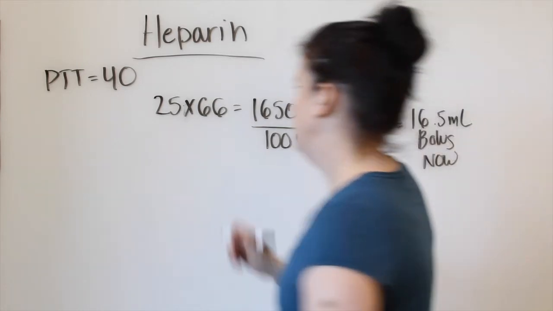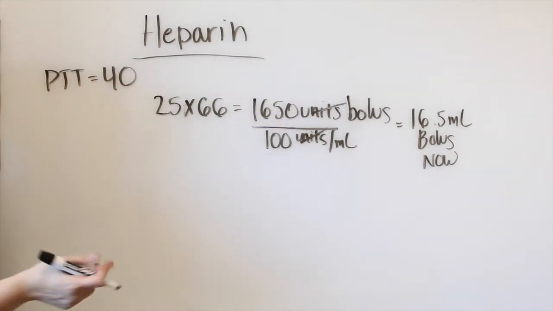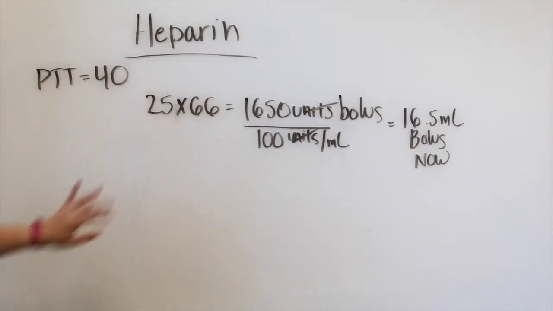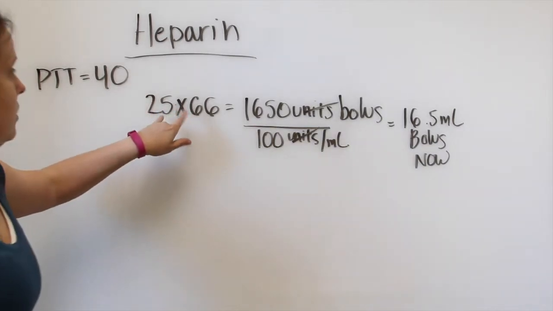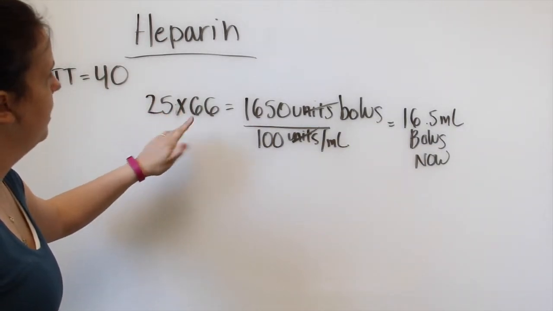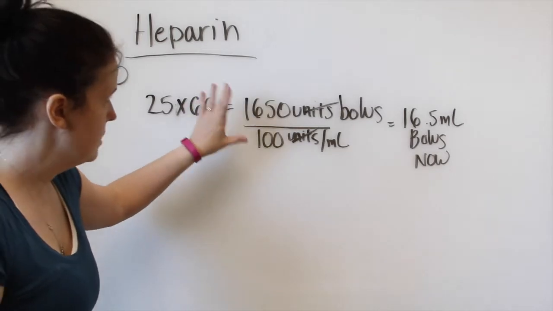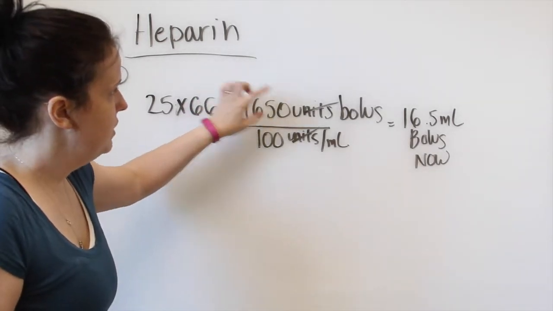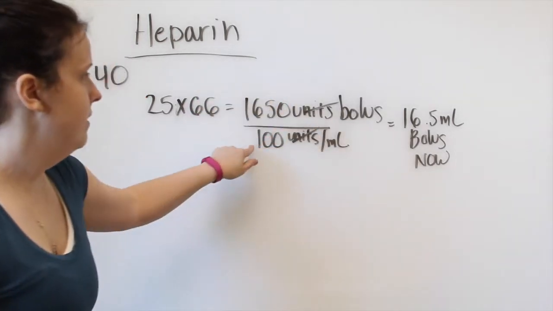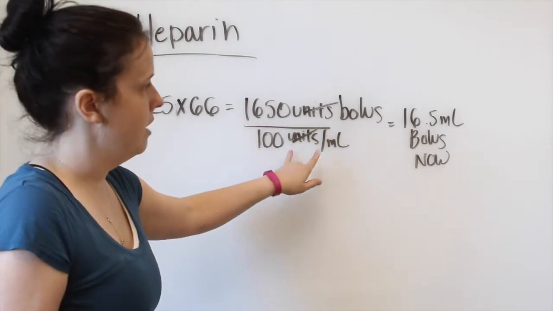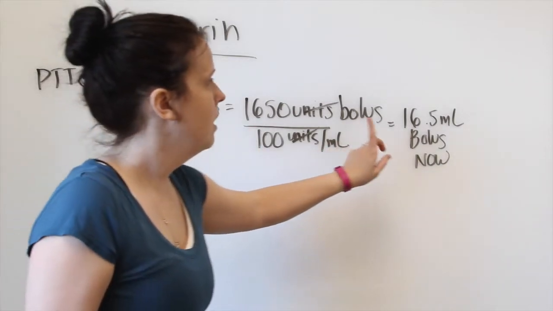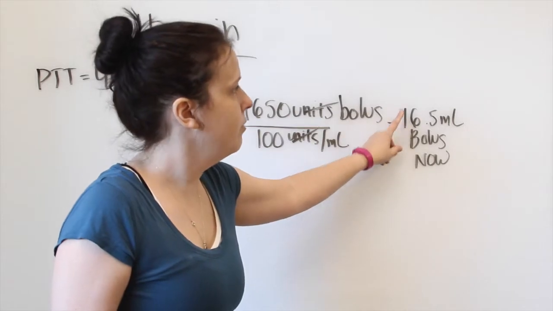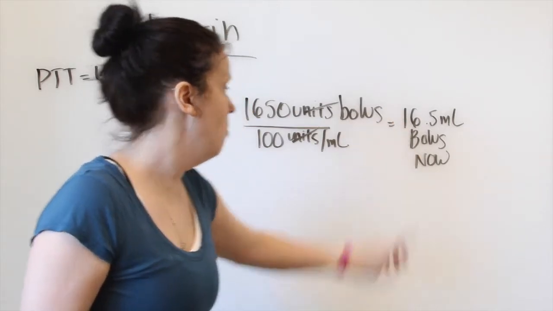Now we're going to tackle the increase in hourly units. Okay, so you can see that we plugged in our new bolus rate with our amount of kilograms, and we got 1650 units. We divided that by 100 units per ml, which is how our pharmacy prepares this. And we got 16.5 milliliter bolus now.